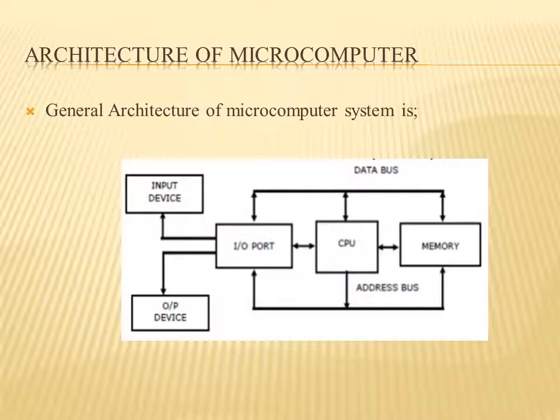Architecture of microcomputer. The general architecture of a microcomputer system is: data bus and CPU, memory, address bus, IO port, output devices, input devices.